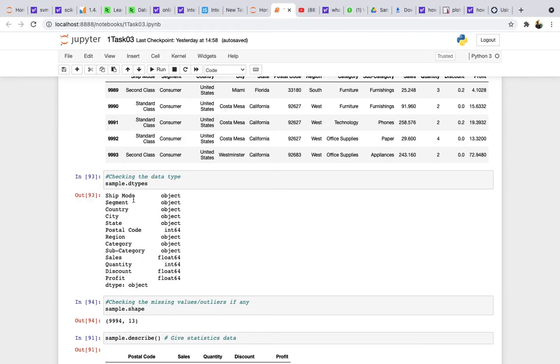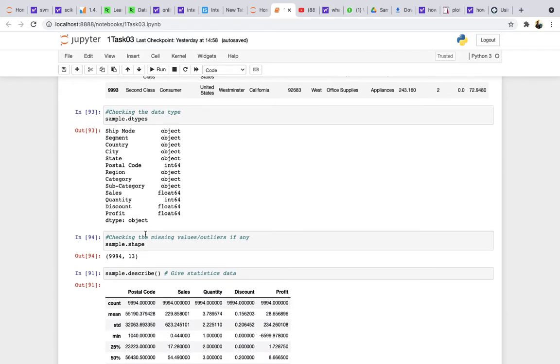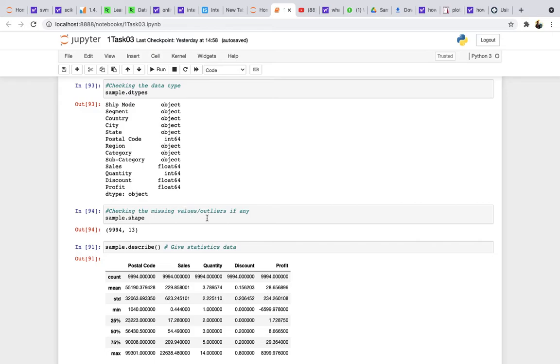Checking the data types: ship mode, segment, country, city, state, postal code, and checking the missing values in the sample set. The dataset has 9,994 rows and 13 columns.